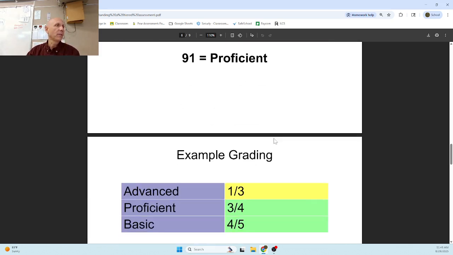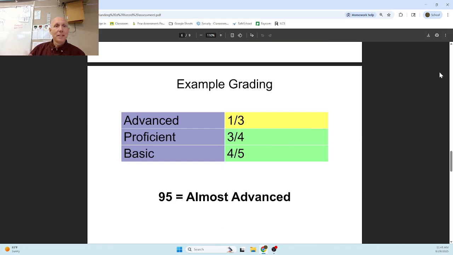Here's another example. Same kind of idea. The student has shown a basic understanding, a proficient understanding, and a little bit of the advanced. They got 1 out of the 3 advanced questions right, so they're getting close. This would be a 95, which is almost advanced.